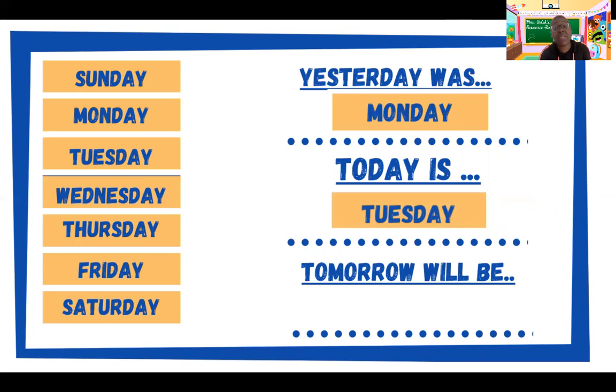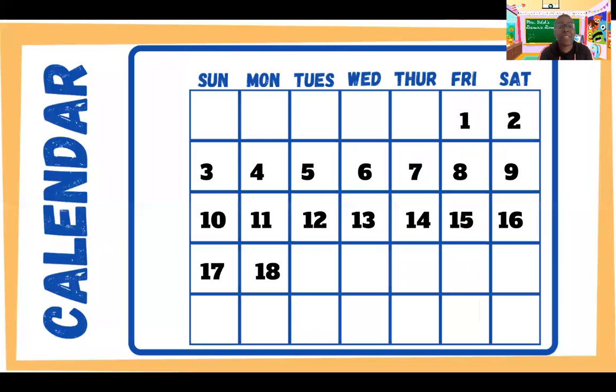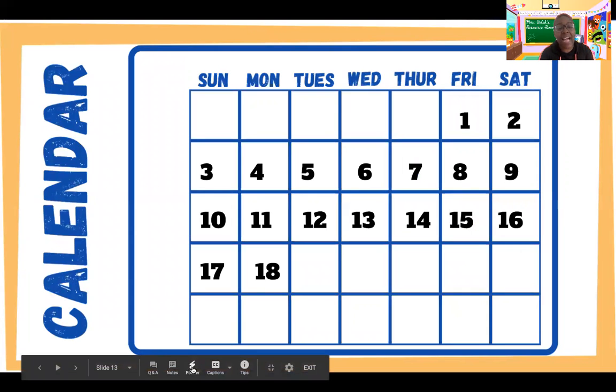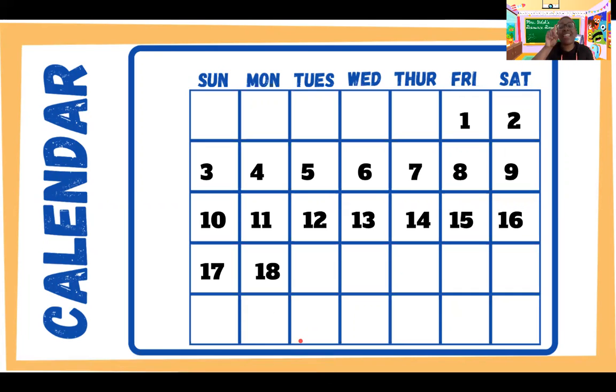Well, if yesterday was Monday and today is Tuesday, then what will tomorrow be? Did you say Wednesday? If you did, you're absolutely correct. Tomorrow will be Wednesday. Let's take a look at our calendar. Remember, the calendar assigns one number to every day of the month.